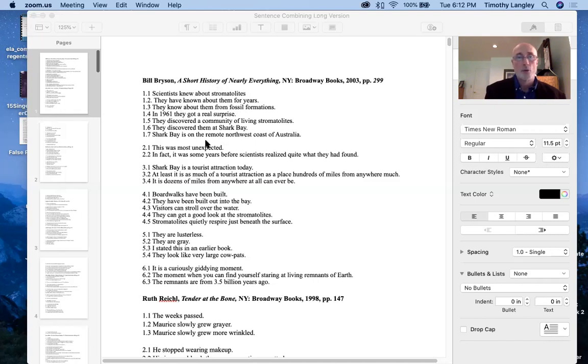Look at number 2. This was most unexpected. In fact, it was some years before scientists realized quite what they had found. How would you combine those two into one sentence and have it not be a run-on? In this case, what I would probably do is something like, I think I'm going to pause just a second here.